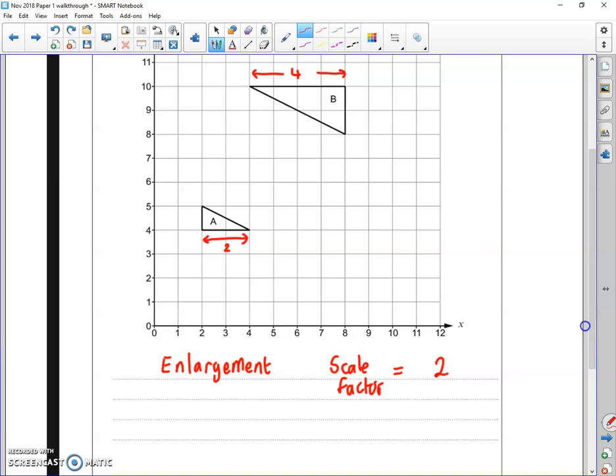it's not quite exactly 2, because as you can see, the triangle's been flipped upside down. The only way that can happen is if the scale factor is actually minus 2. Okay? So doubled and flipped.